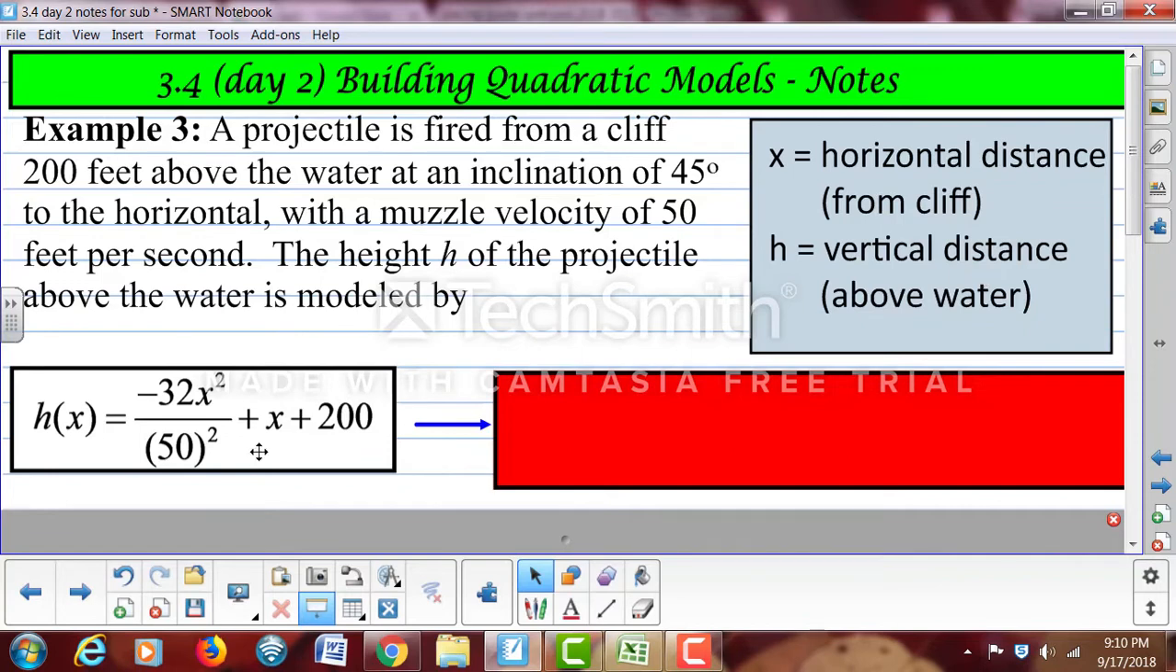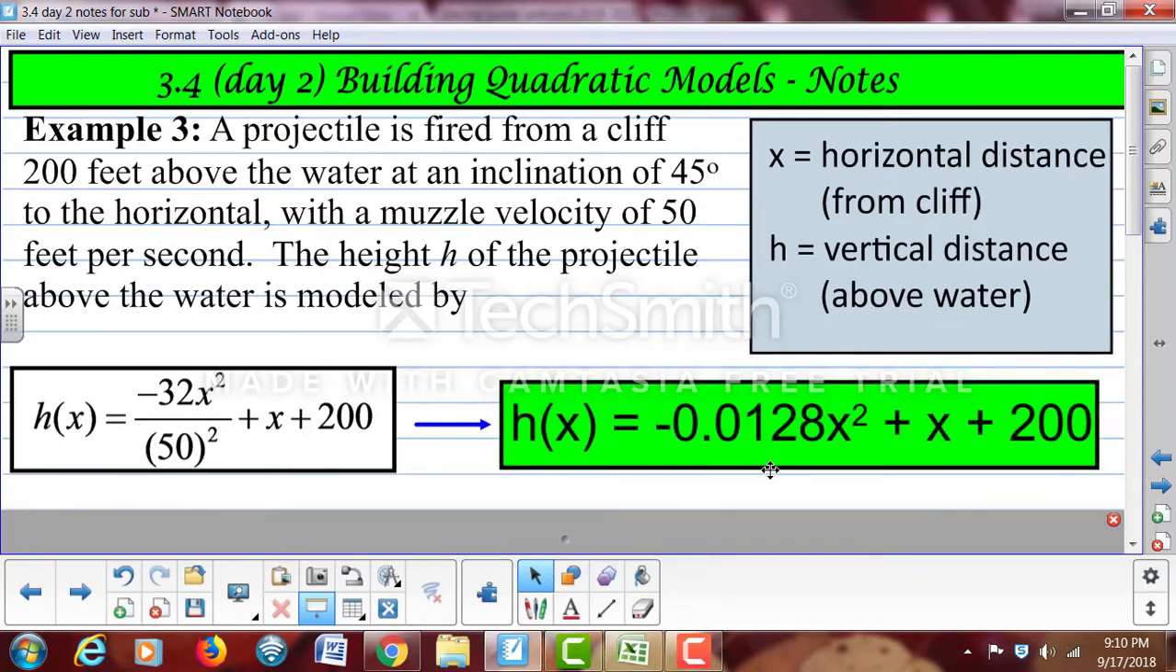And then also, if you look at this equation, it's kind of messy with the negative 32 over 50 squared. So I like to simplify it. If you divide in your calculator negative 32 divided by 50 squared, or negative 32 divided by 2500, you get negative 0.0128. Make sure you have this 0 in front of it because that will change things. But notice everything else is the same, plus x and plus 200. You can use either form, but I find this form a little bit easier with having a decimal coefficient.